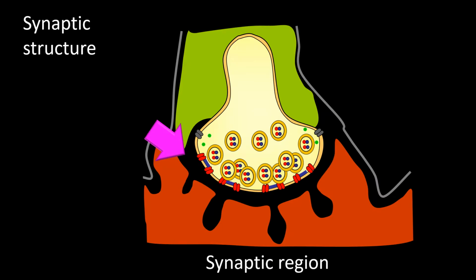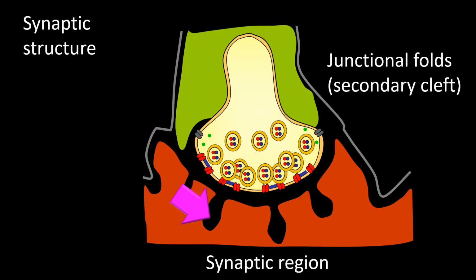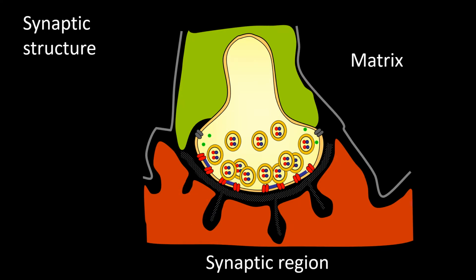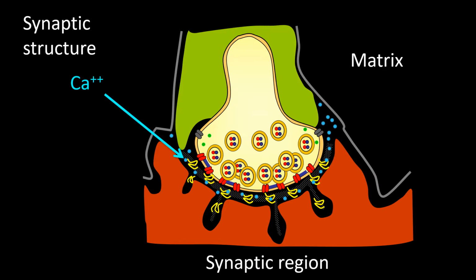We will now look at the synaptic region. The main gap is called the synaptic gutter or primary cleft. The smaller gap that I'm pointing to with the arrow is called the junctional fold or secondary cleft. In the primary and secondary clefts, we find a matrix of thin strands of collagen-like fibers, which harbor, among other things, acetylcholinesterase, the enzyme that breaks apart acetylcholine, rendering it inactive, and calcium ions, as well as sodium ions, which I have not represented in this diagram to avoid overcrowding.